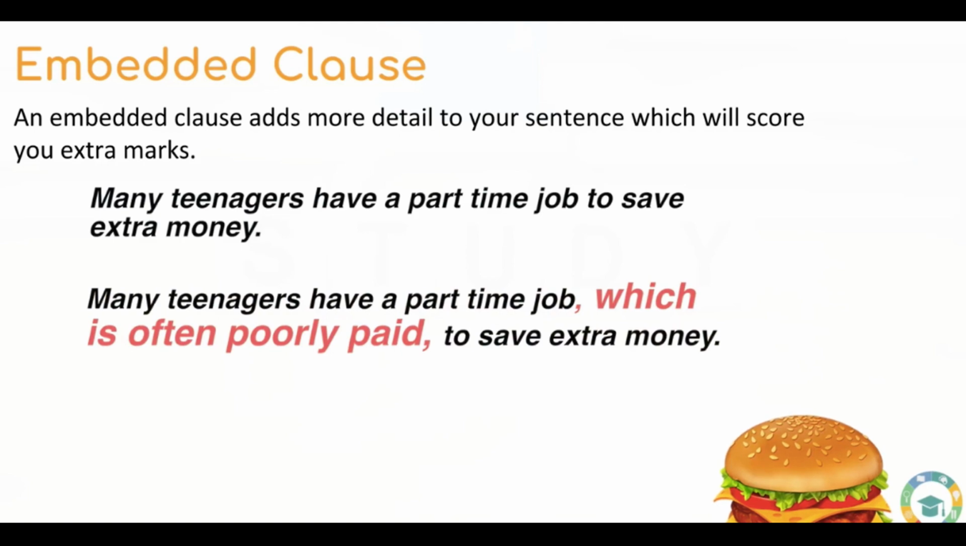Many teenagers have a part-time job, which is often poorly paid, to save extra money. Can you see how some people consider this to be a hamburger sentence? If we think of the black part of this sentence, that could be our bread, and the red part in the middle is our meat.